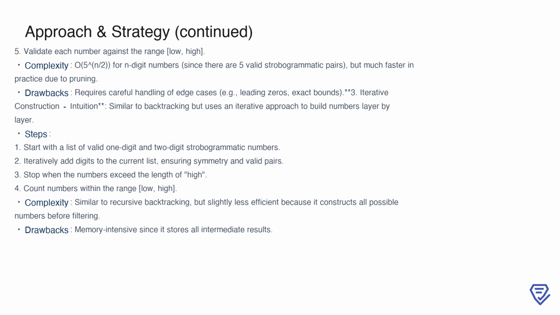The third approach we considered was iterative construction. This method also builds strobogrammatic numbers but does so iteratively, starting with a base set of 1-digit and 2-digit numbers. It then layers additional digits to preserve symmetry, stopping when the numbers exceed the length of the upper bound. While conceptually similar to backtracking, iterative construction is less efficient because it generates all possible numbers before filtering those outside the range, leading to higher memory usage and slower performance in practice.